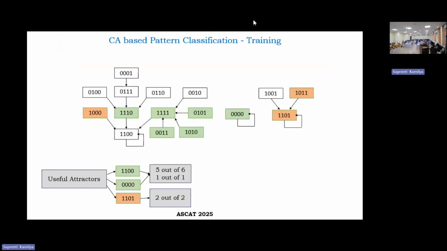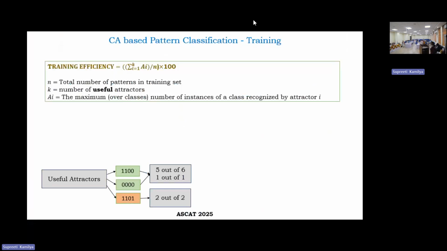Next we go for the option of training efficiency. We can identify from here that out of six, five are from class A, and we are only counting that. In this case one out of one, and in this case two out of six. So this is the way of finding the efficiency in the case of pattern classification based on CA, and 0.86% is the training.